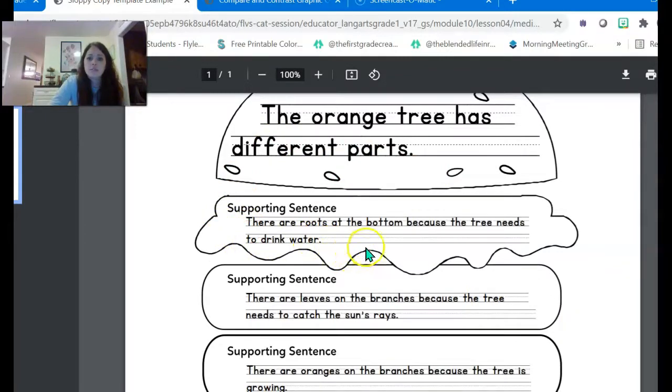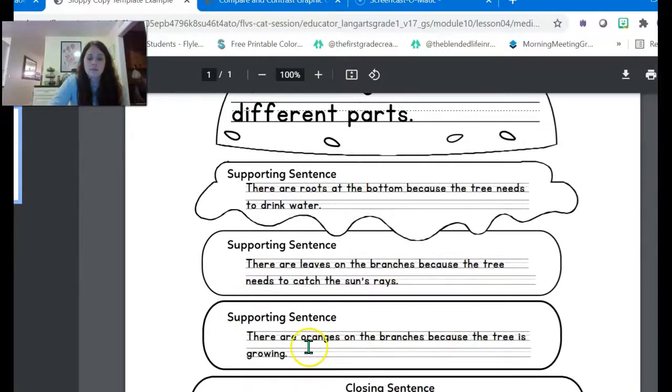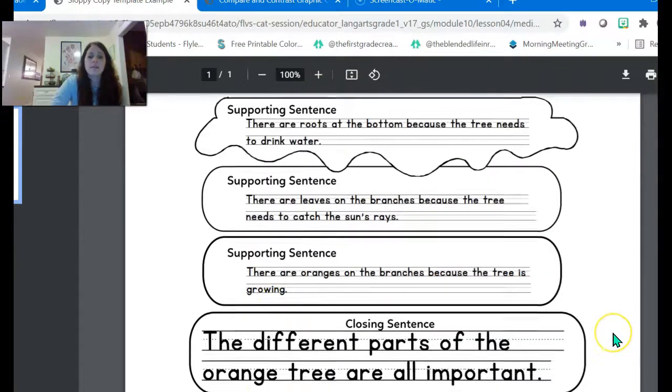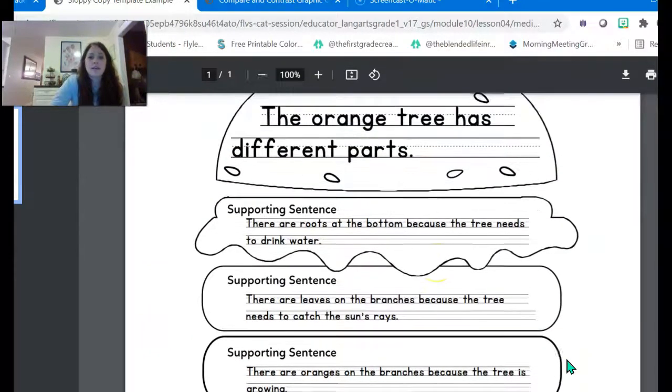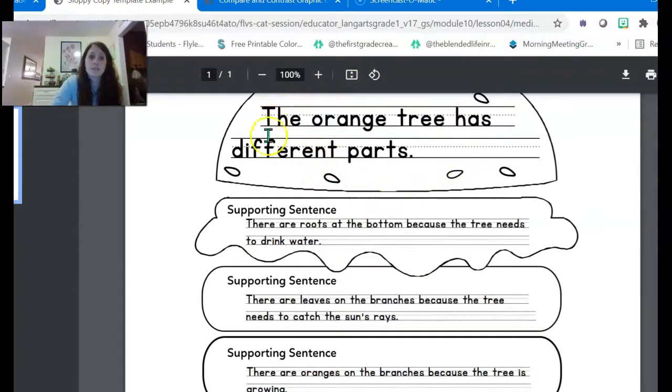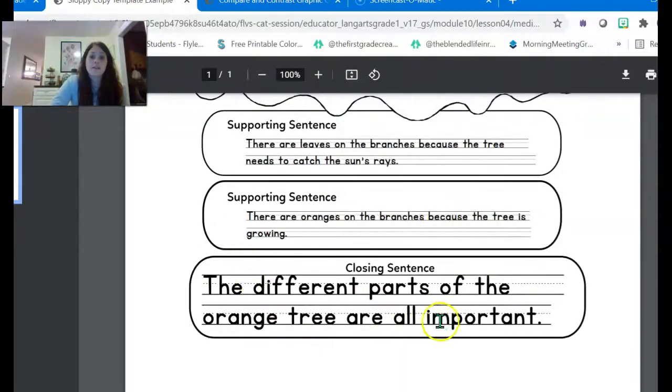There are roots at the bottom because the tree needs to drink water. There are leaves on the branches because the tree needs to catch the sun's rays. There are oranges on the branches because the tree is growing. And then we need our bottom piece of bread, our closing sentence. The different parts of the orange tree are all important. See how that restates the different parts of the orange tree to close the paragraph.